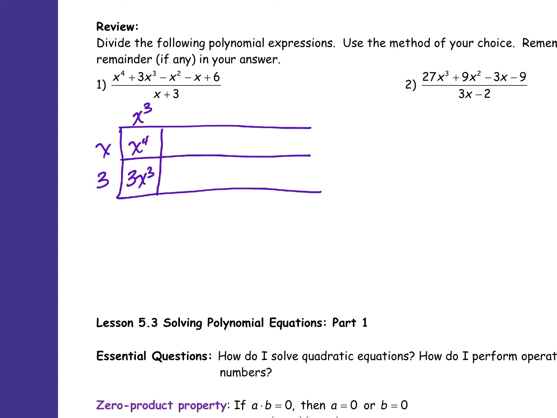And what do I add to x cubed to get 3x cubed? Well, 0. I don't add anything. Or 0x cubed, I guess I would say. Page 12.